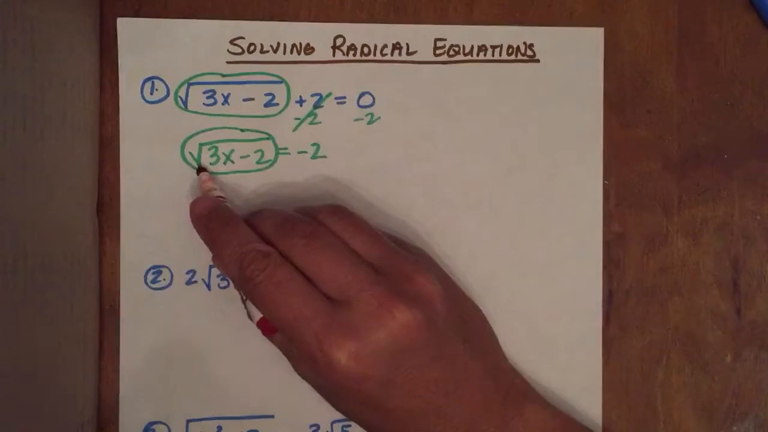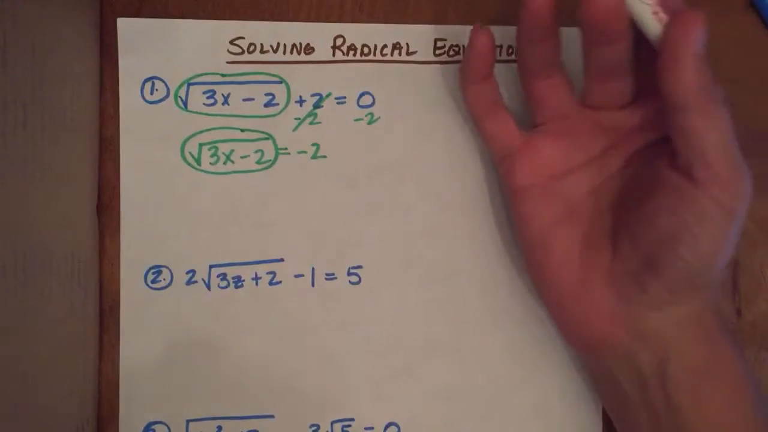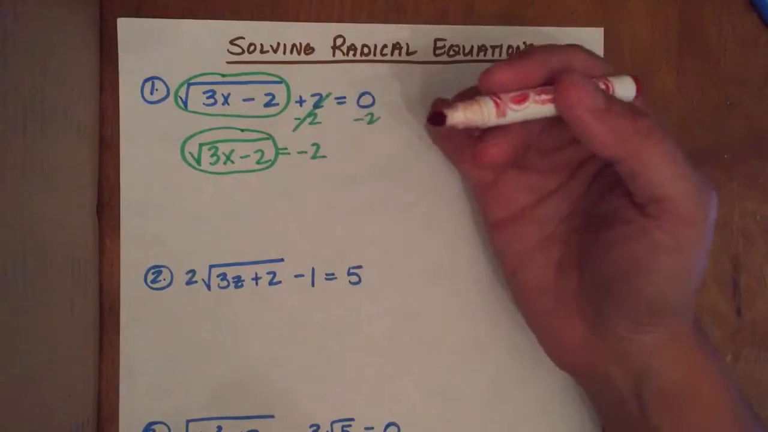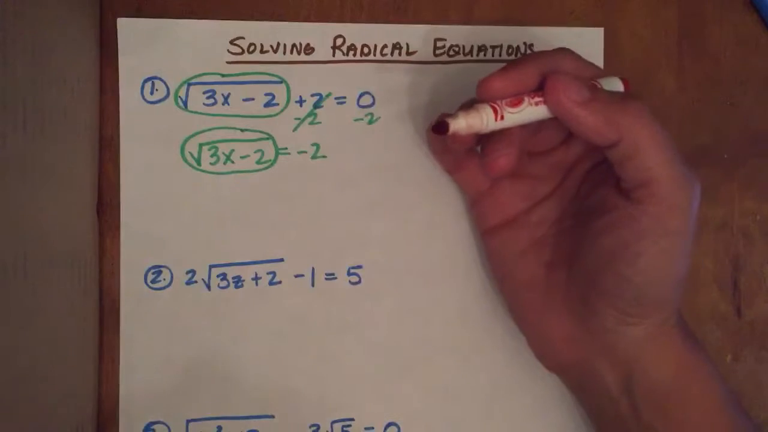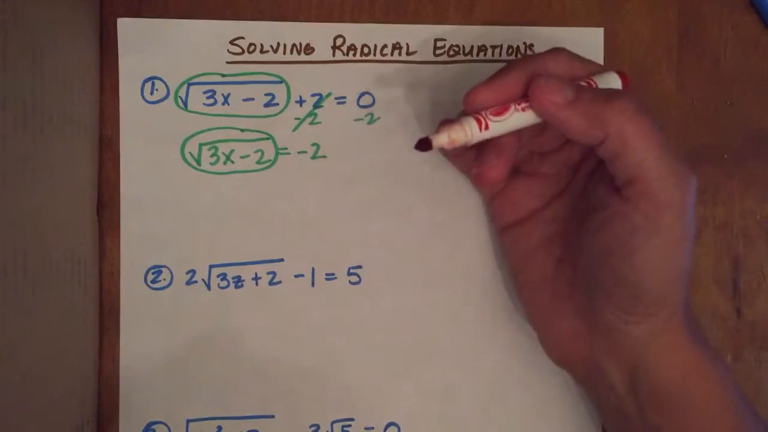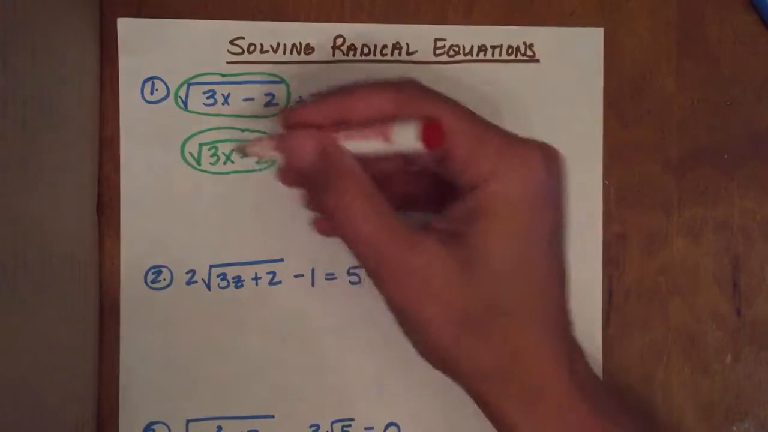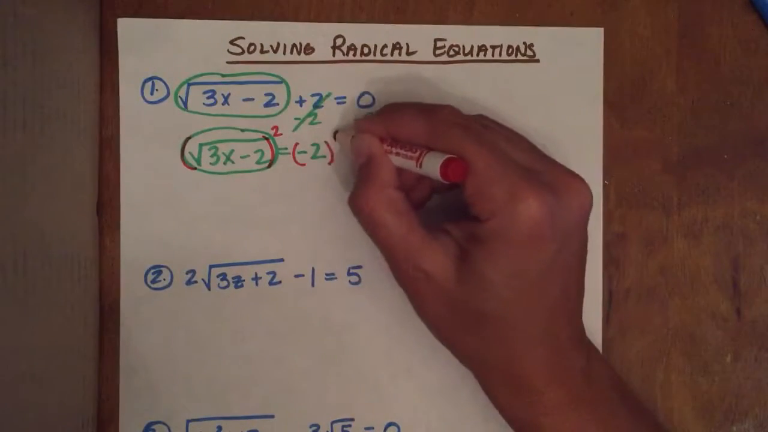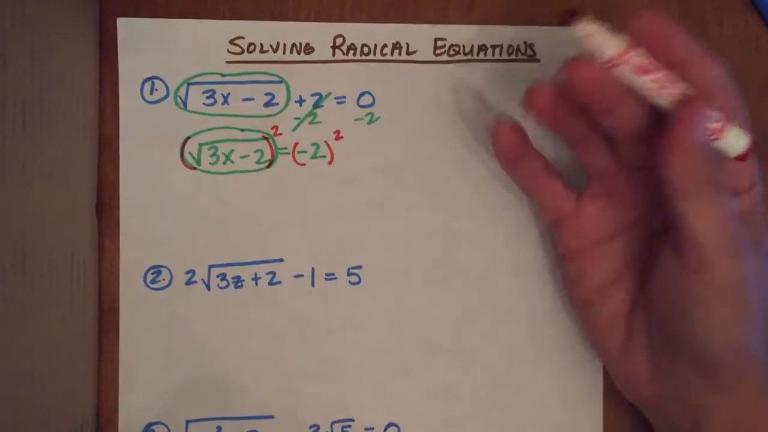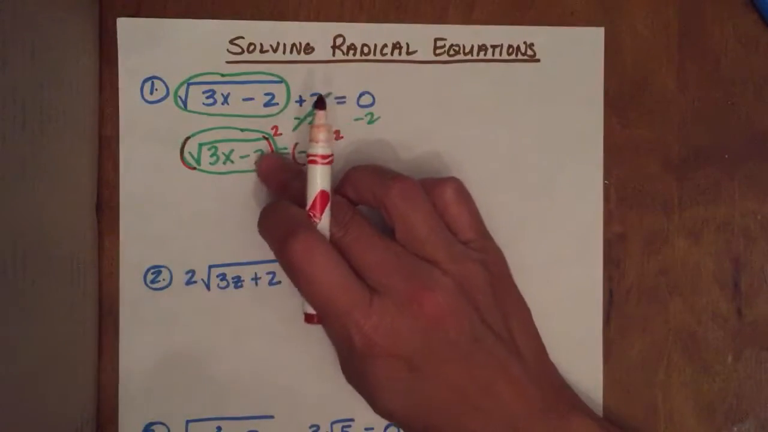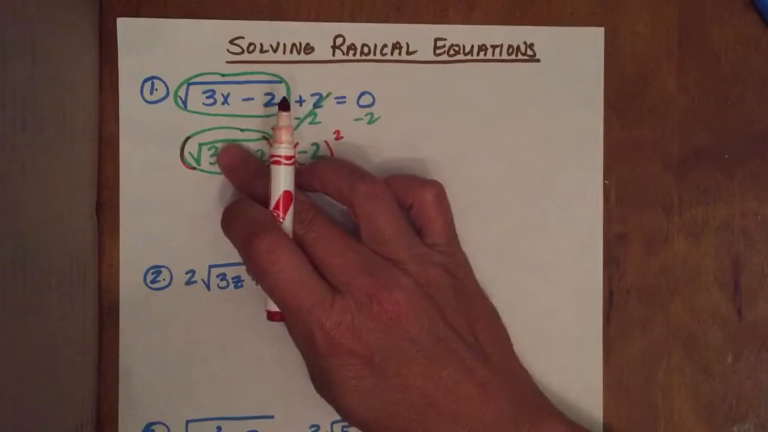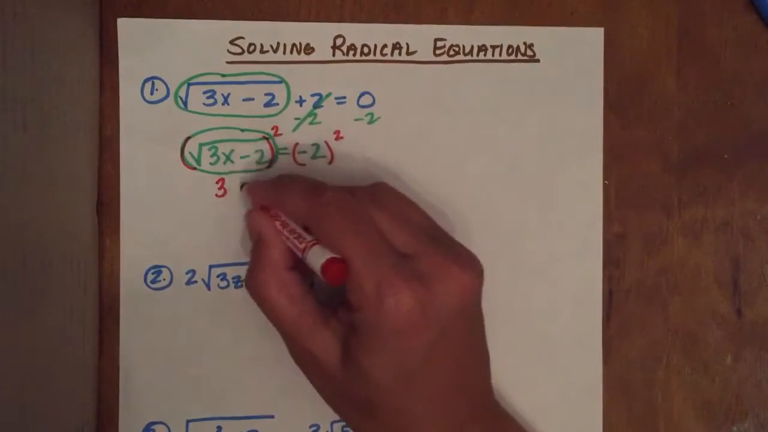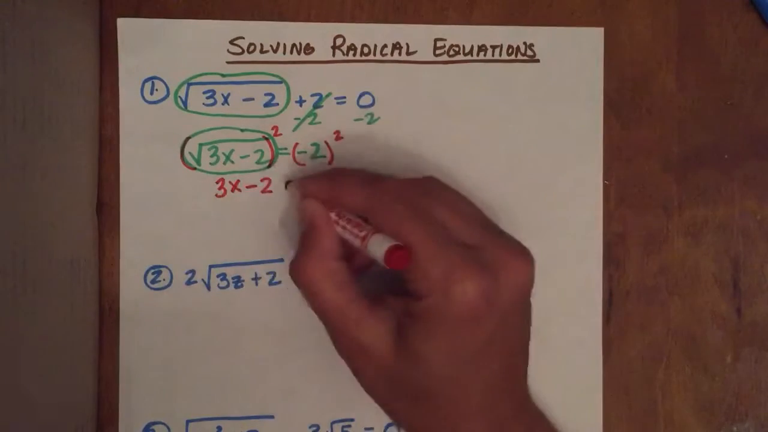Since I have a square root, we always perform the inverse operation to get rid of it. The inverse operation of a square root is to square. The inverse operation of a cube root would be to cube. So since I have a square root, I'm going to square both sides. Once I square both sides, I have an inverse on an inverse, and that's just going to leave me with my radicand, which is 3x minus 2.